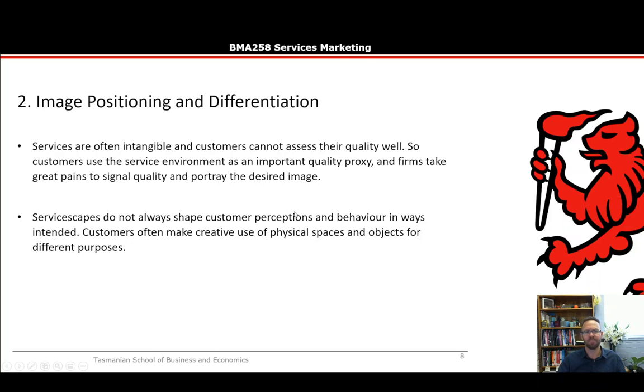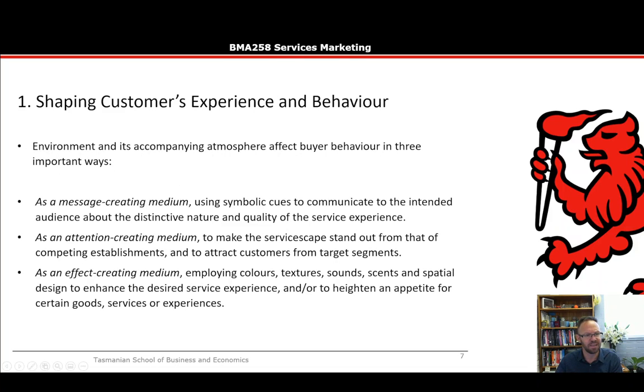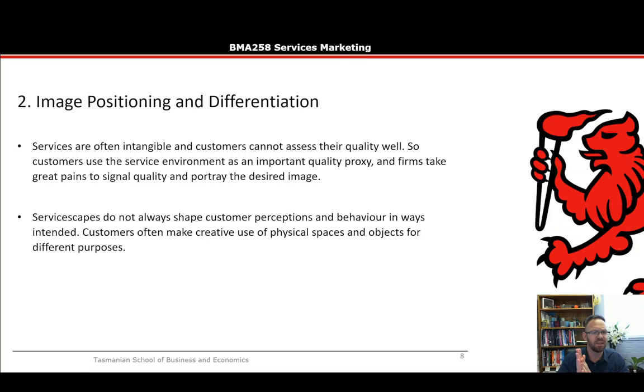Now let's have a look at the second one. So the second one is an image positioning and differentiation. So this sort of builds on the, I'm going to go back a slide here, the message creating medium. So it sort of emphasizes that a bit more. So services are often intangible and customers cannot assess the quality of the service very well before they actually experience it, right? So customers use the service environment as an important quality proxy, something that they use to judge the quality of a service, and then firms take great pains to signal quality and portray the desired image which their customers are attracted to.